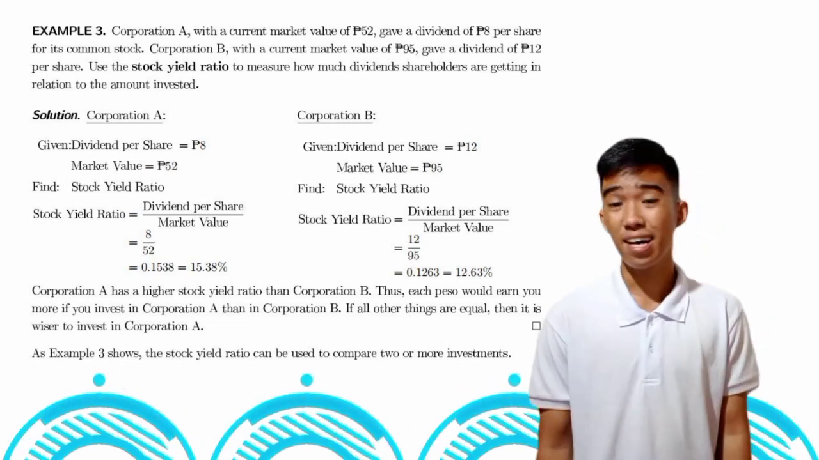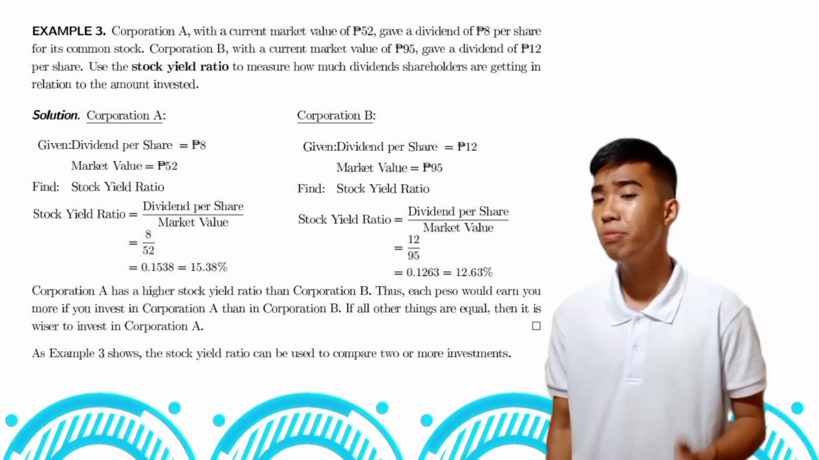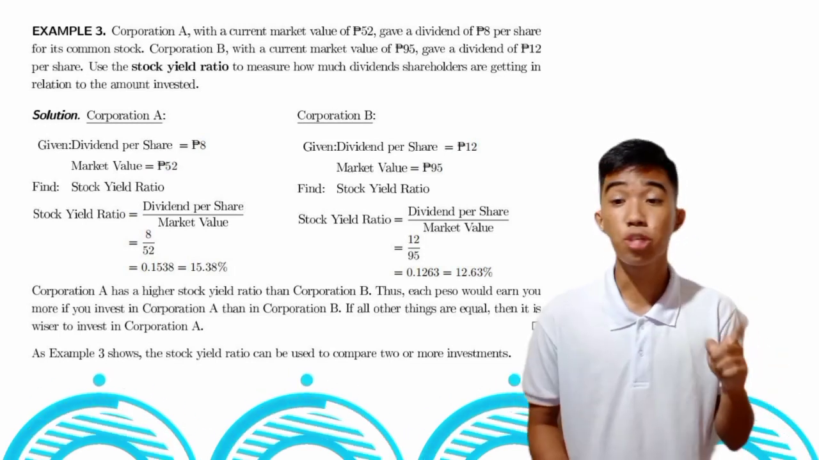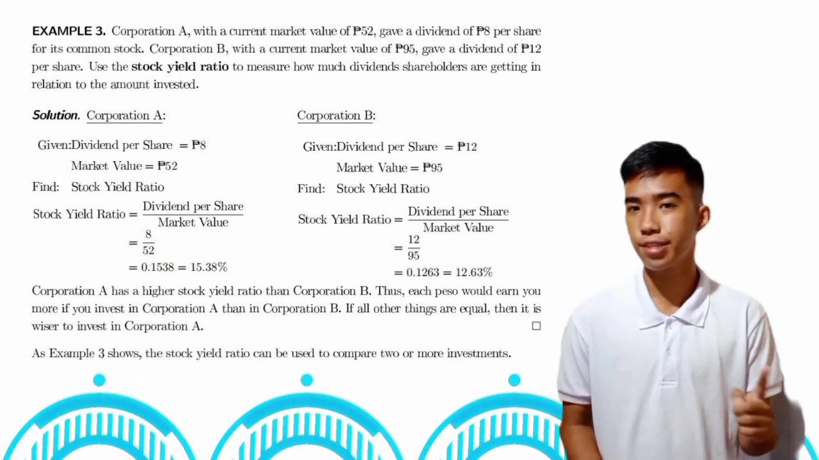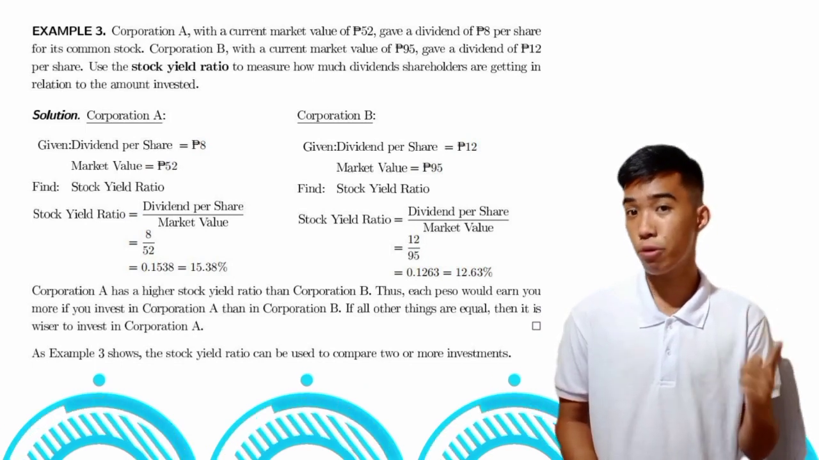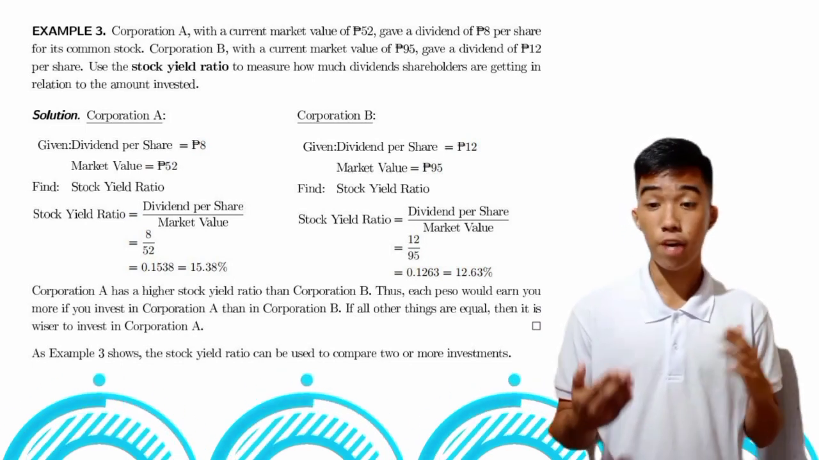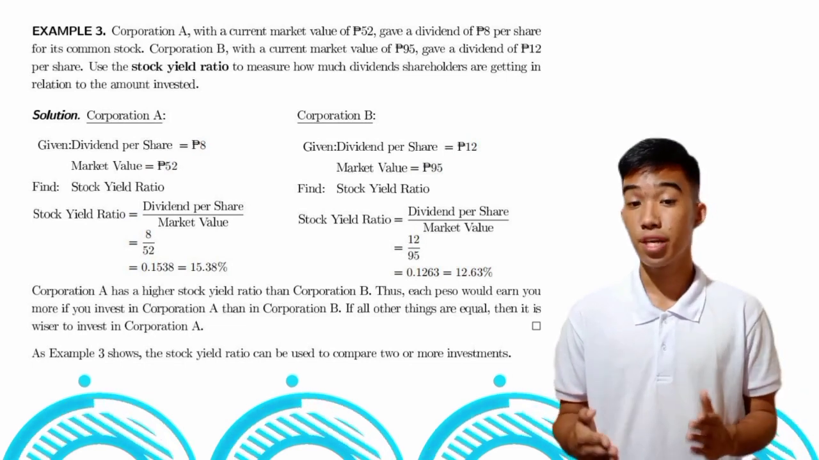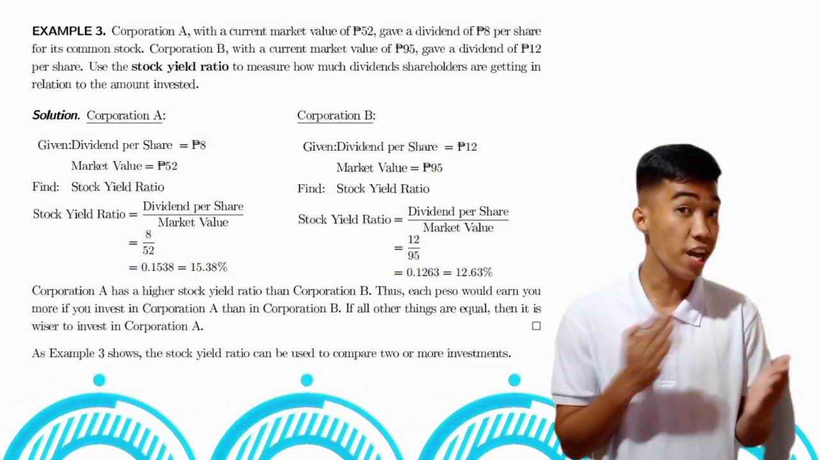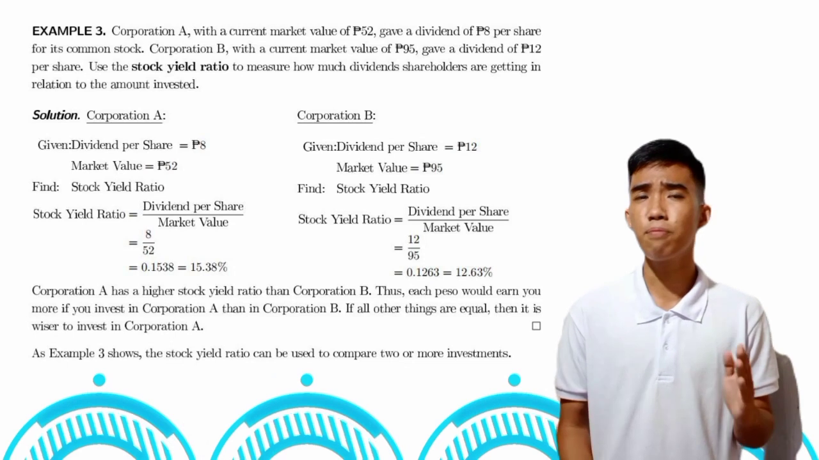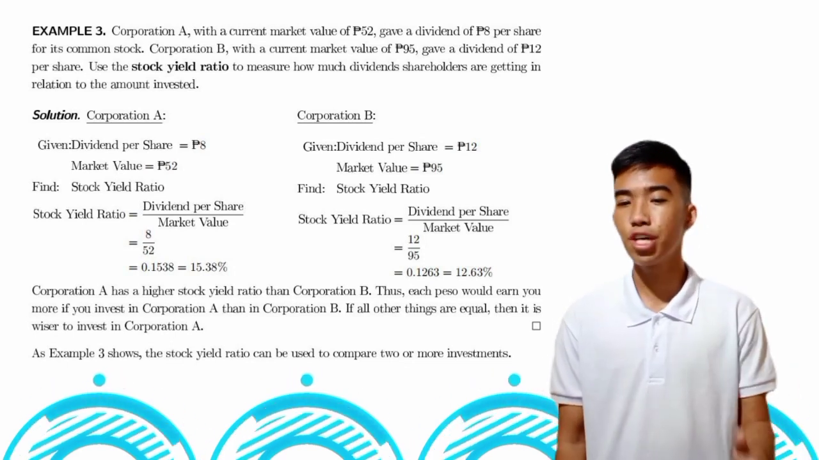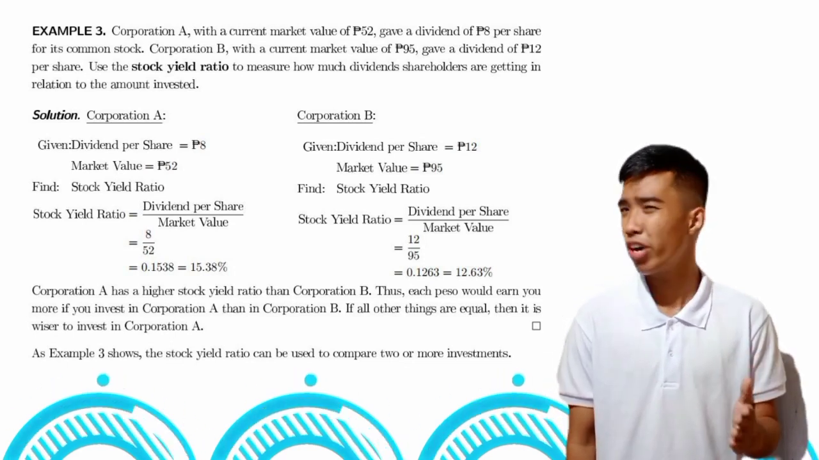Corporation A has a higher stock yield ratio than Corporation B. Thus, each peso would earn you more if you invest in Corporation A than in Corporation B. If all other things are equal, then it is wiser to invest in Corporation A. As example 3 shows, the stock yield ratio can be used to compare 2 or more investments.